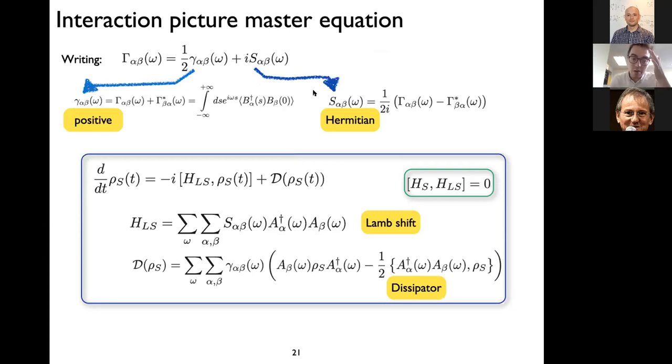And the second term, the imaginary part, which we denote as S and which is defined in this way, you can show that this defines a Hermitian quantity, so I is real.